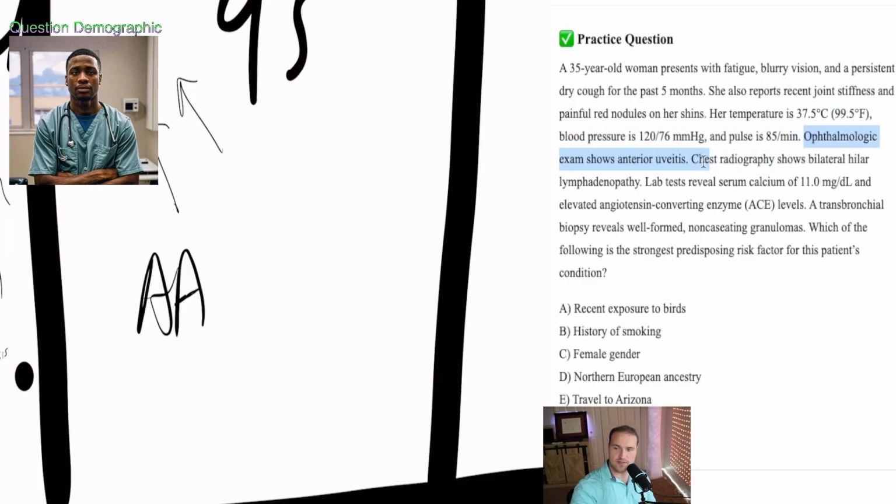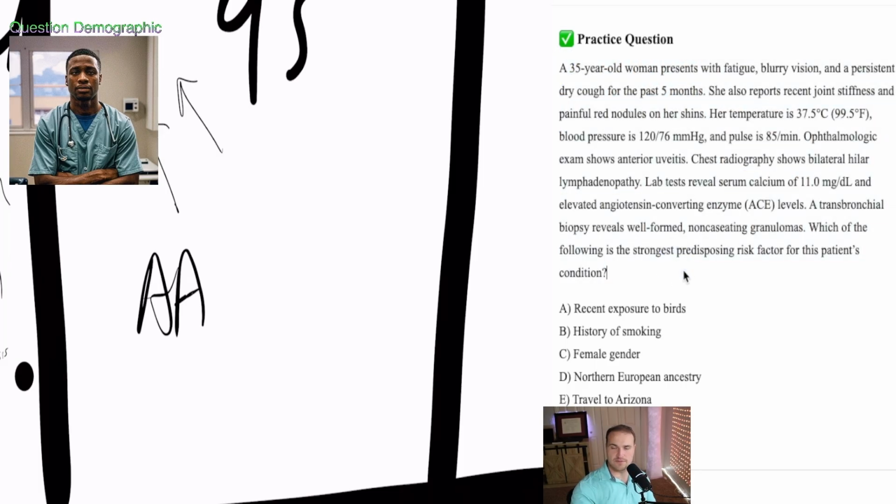Ophthalmologic exam shows anterior uveitis. Bilateral hilar lymphadenopathy is present. We also have elevated ACE levels. Transbronchial biopsy revealed well-formed non-caseating granulomas. This should all be making us think of sarcoidosis. Bilateral hilar lymphadenopathy, uveitis, erythema nodosum. Are you kidding me? This is sarcoidosis 100% of the time.